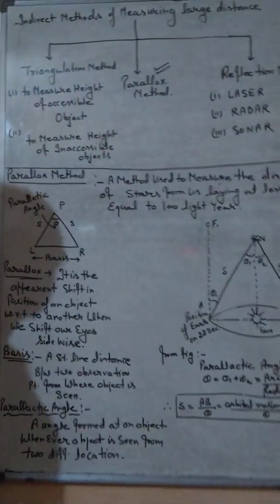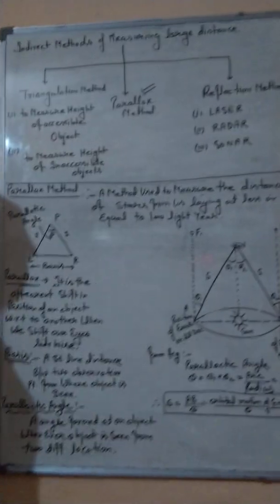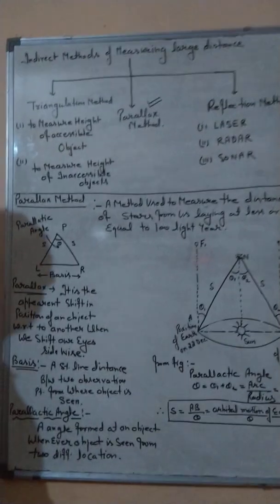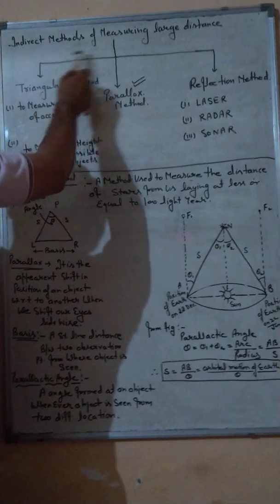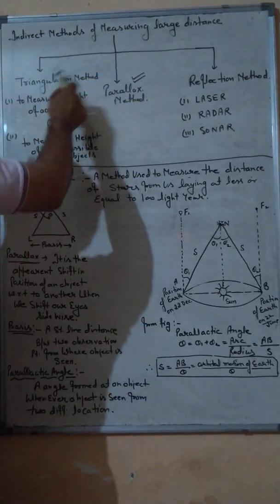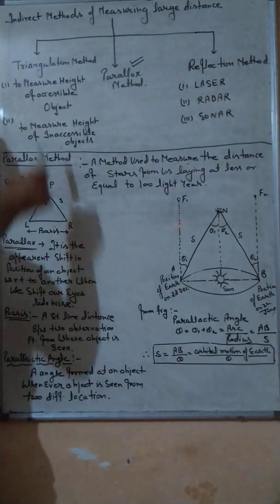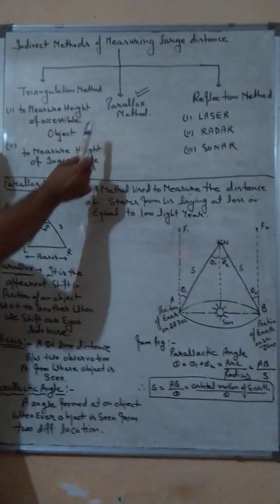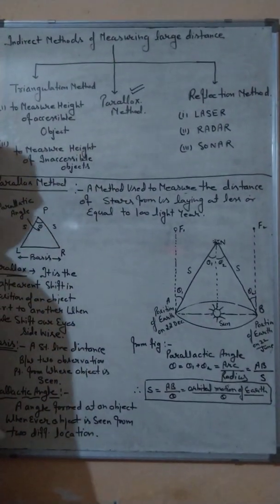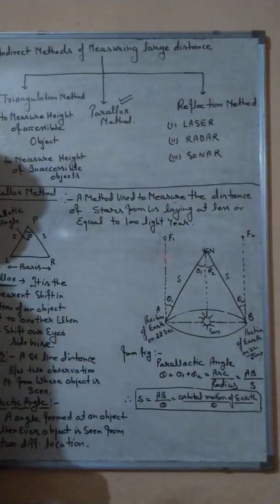Now we are going to study another important topic, that is indirect methods of measuring large distances. In this class, we try to learn how large distances are measured in our solar system or on our Earth's surface. These types of indirect methods are specially classified into three categories. The first category is called the triangulation method, the second is the parallax method, and the third is the reflection method.